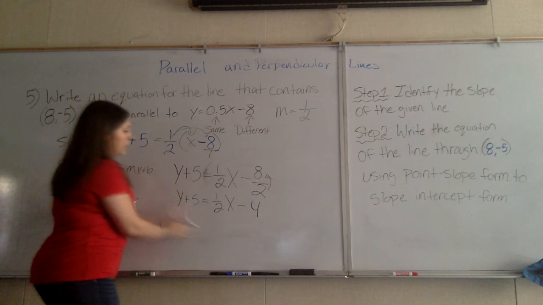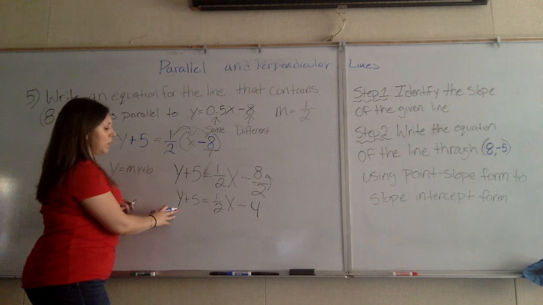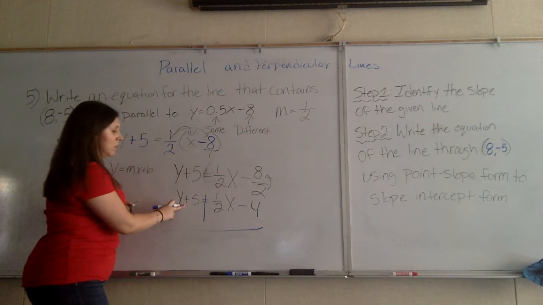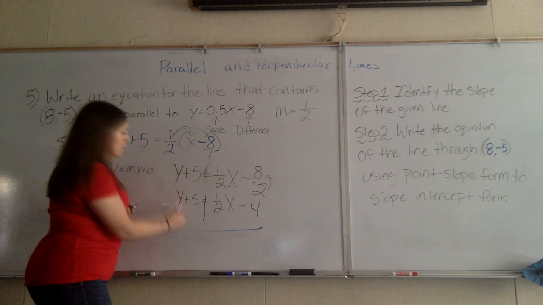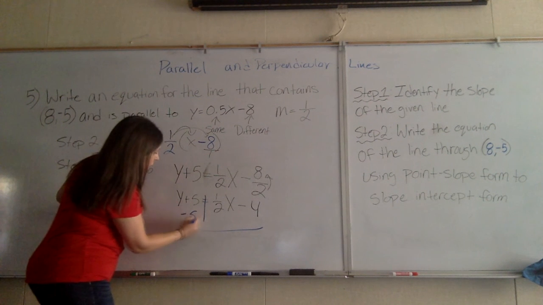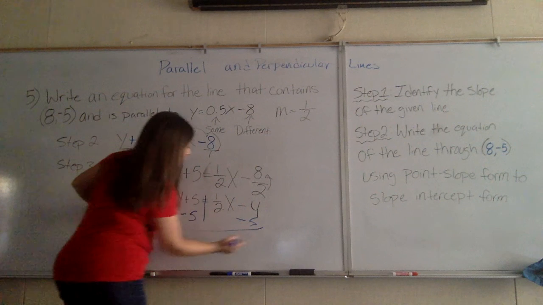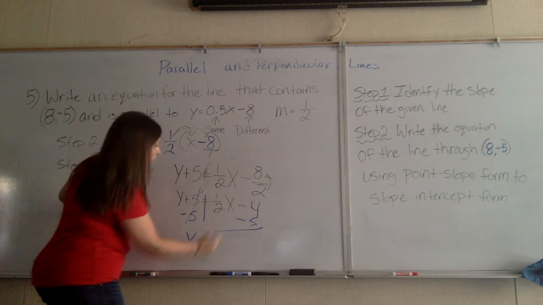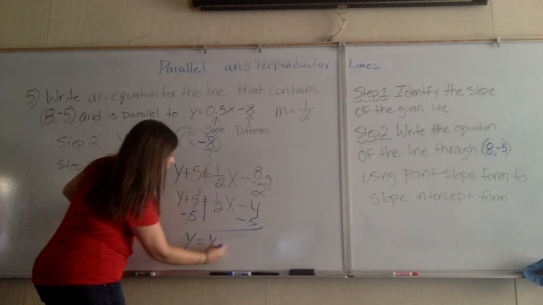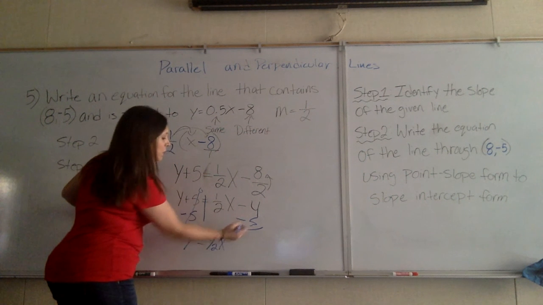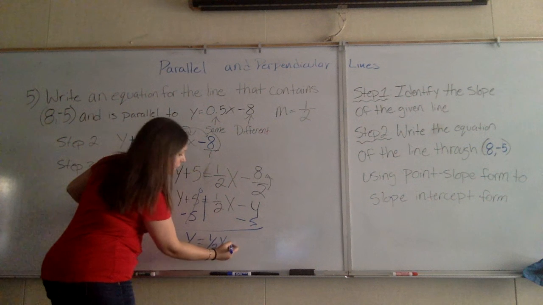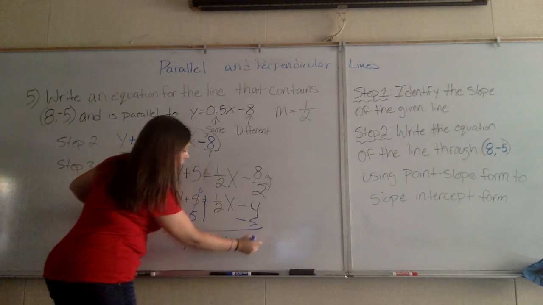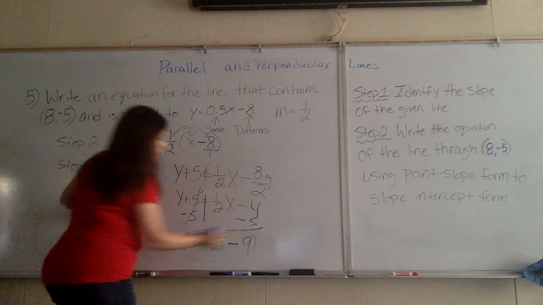From here, I can move this 5 over so I get the y by itself. I am going to do the opposite of what I see here. Since I see adding, I'm going to subtract. This becomes a 0, so I get y equals, bring down my 1/2 x. Same sign, so I add and keep the sign, so it's going to be negative. 4 plus 5 gives me a 9, and this would be my final answer.